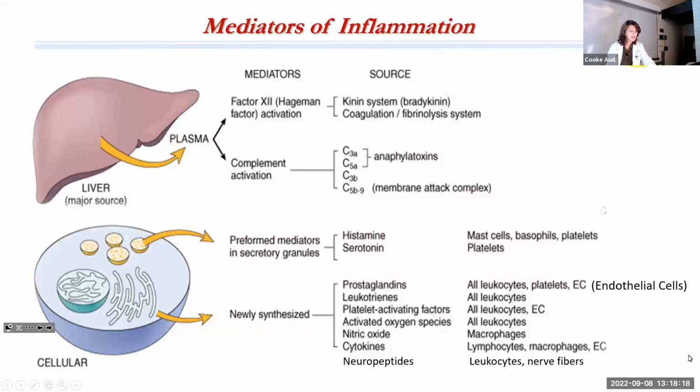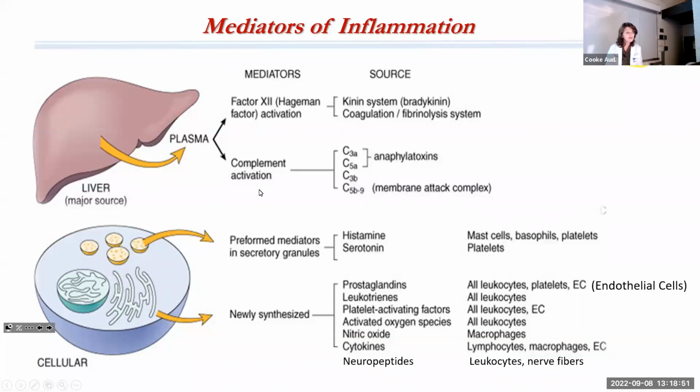Now, how do we classify the mediators of inflammation? We classify them into plasma-derived mediators or cellular-derived mediators. And look at the first part of the drawing here. The plasma-derived mediators, you find them in the plasma, obviously, as inactive mediators. They will need to undergo a series of cleavages in order to achieve their active state.